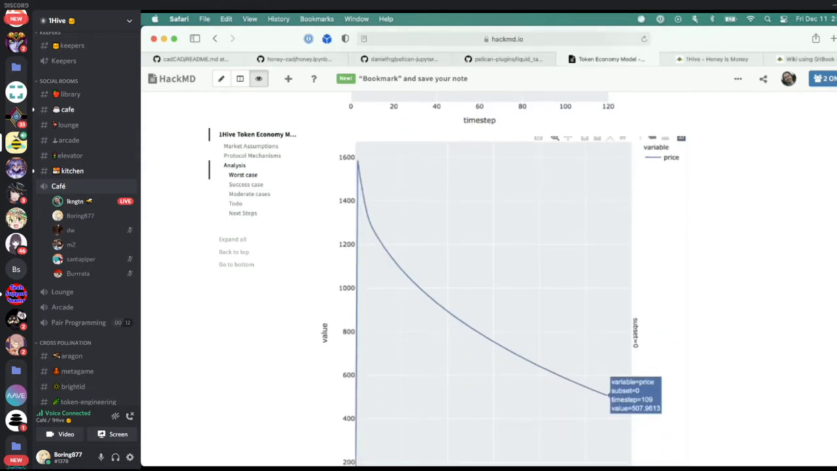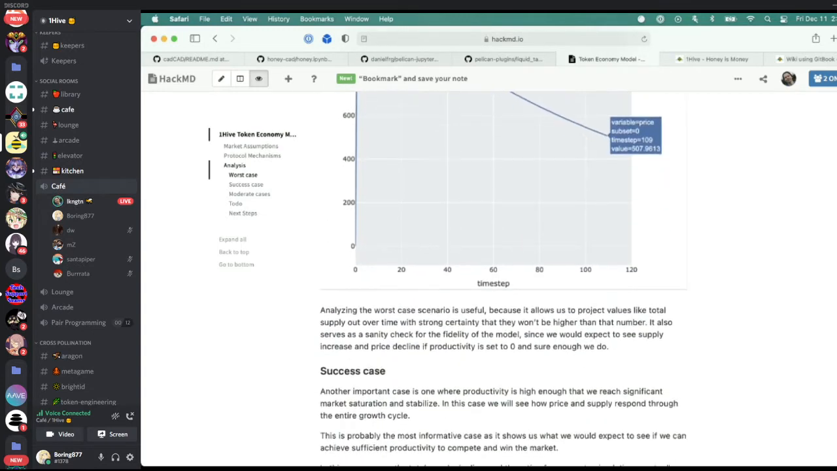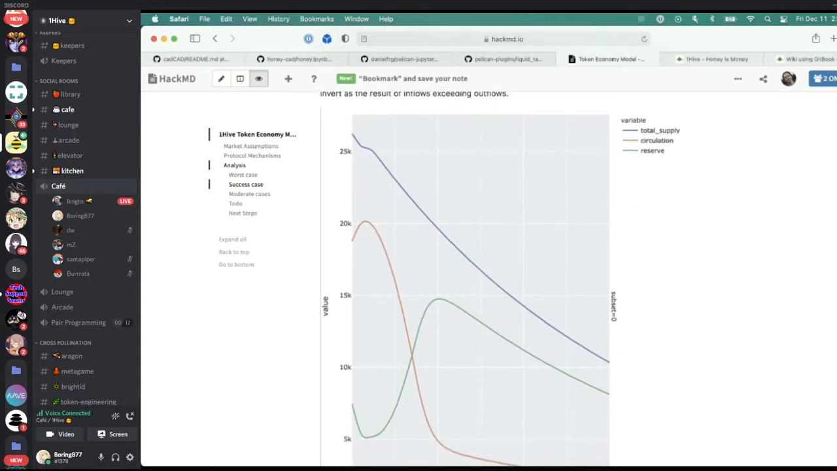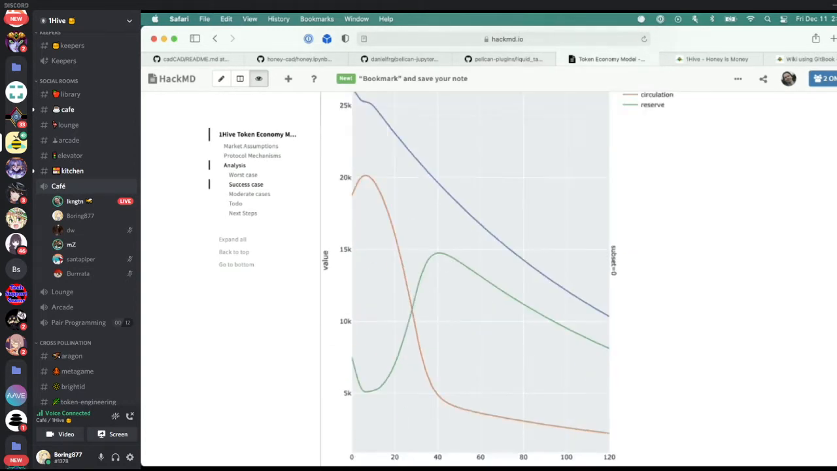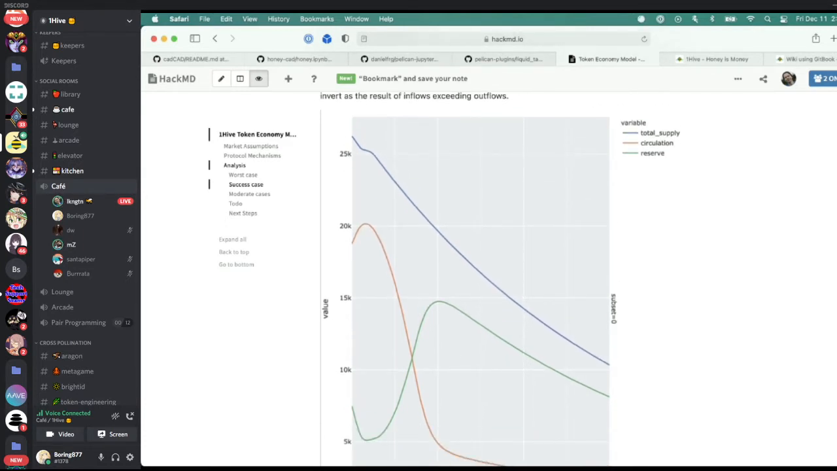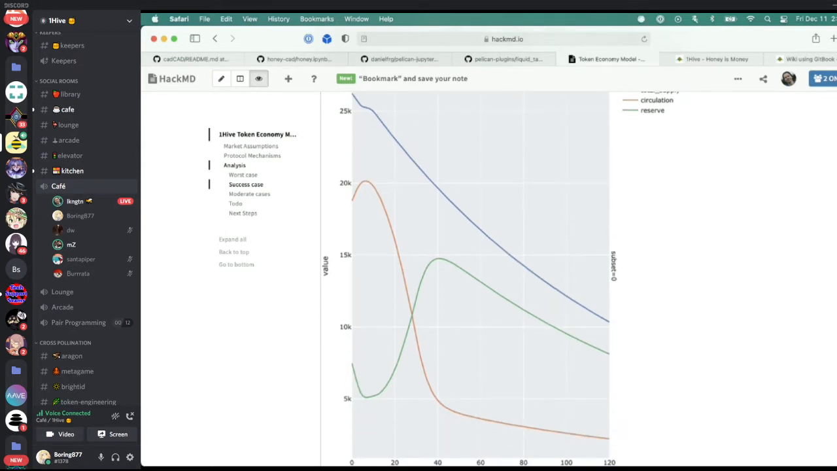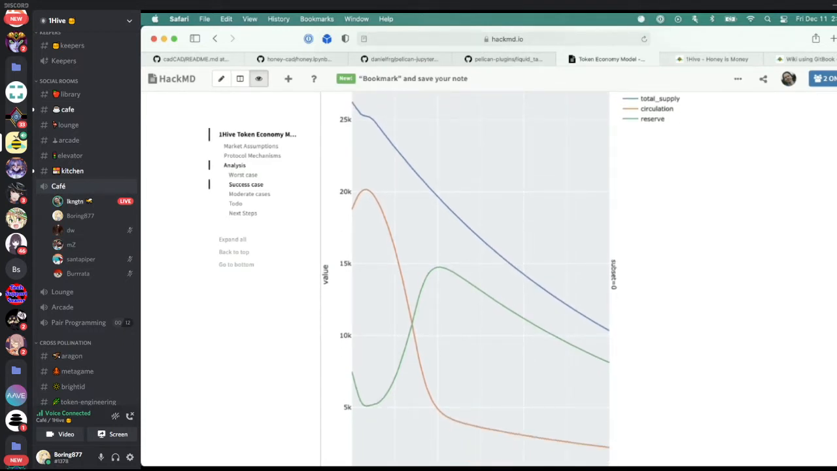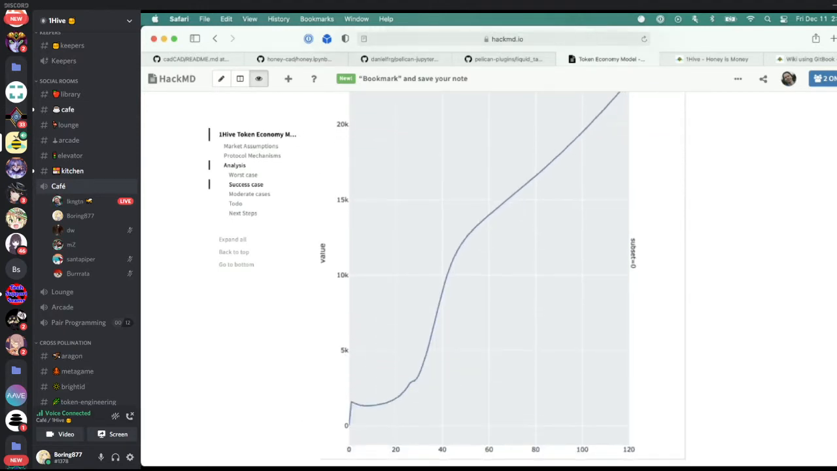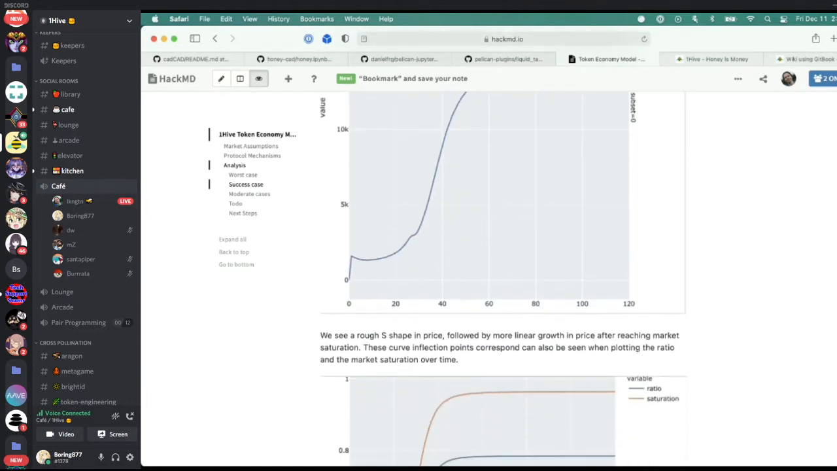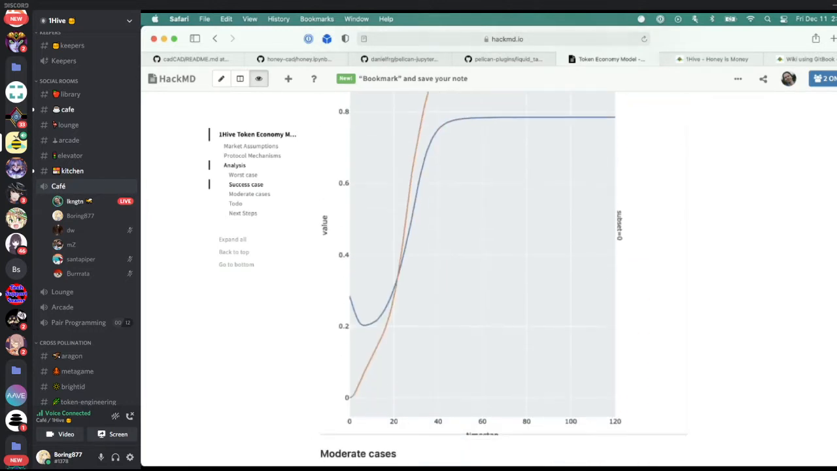And we see price steadily declining, which made sense. And then the success case, which is a little more interesting, where we reach market saturation. We saw total supply and reserves in circulation all going down, and there's this inflection point where the reserves go away from their target and they invert with circulation, and you see price going up and then steadying out after the market saturation point.